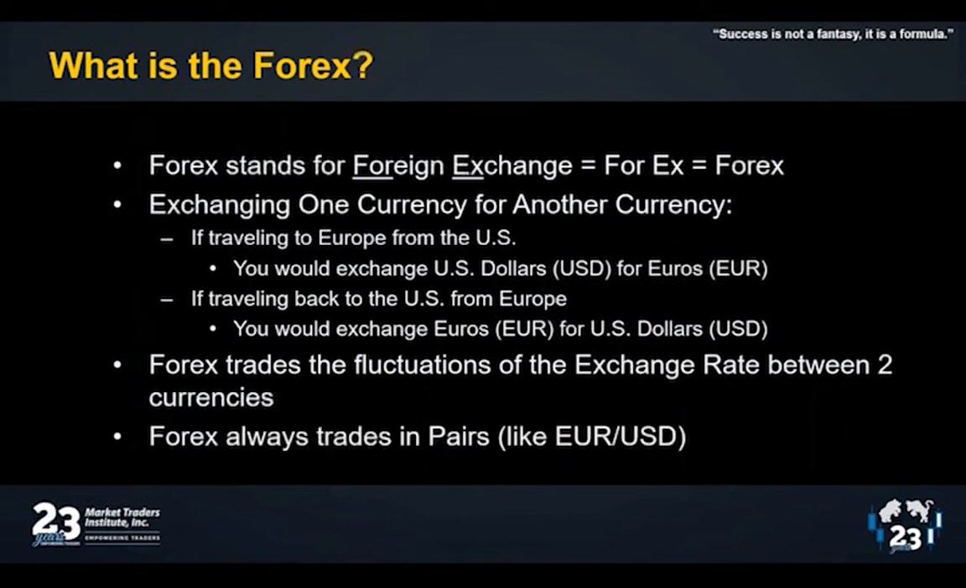And when you work with the Forex market, you always trade in what we call pairs. So the US dollar, euro, the euro, Japanese yen, the Japanese yen, Swiss franc, the Swiss franc, Aussie dollar, the Aussie dollar, New Zealand dollar. It always works in those pairs.